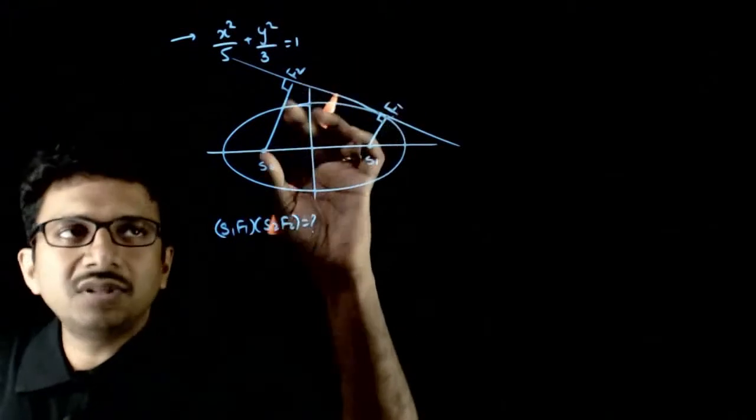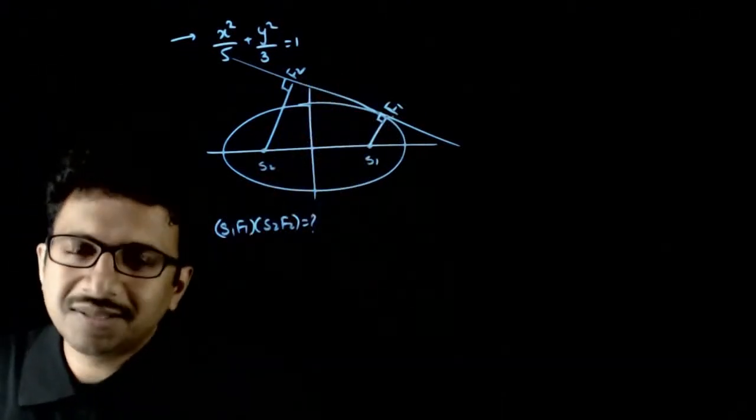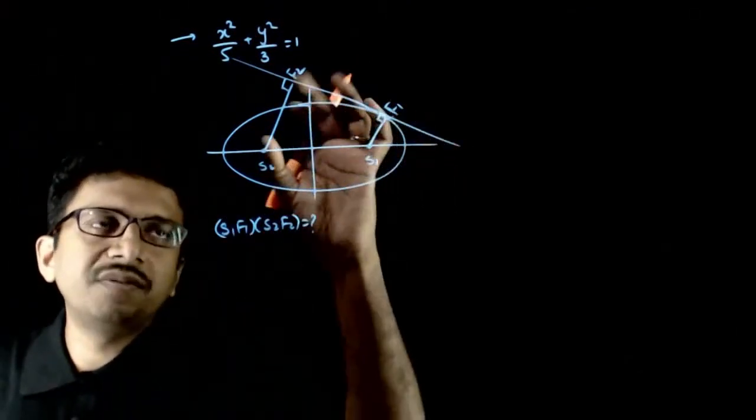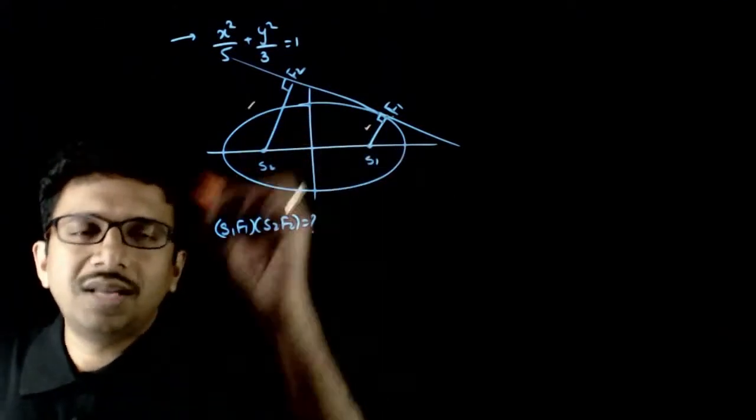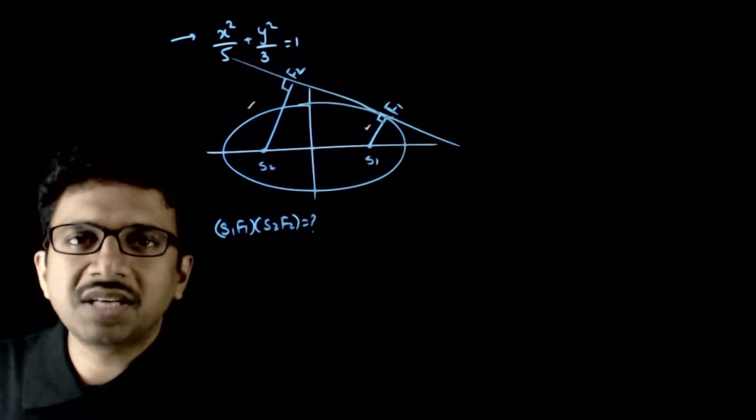tangent, F2 is the foot of the perpendicular of S2 on this tangent. So if that is so, what is S1 F1 into S2 F2? What is the product of these two lengths? Again, this is a very standard question.